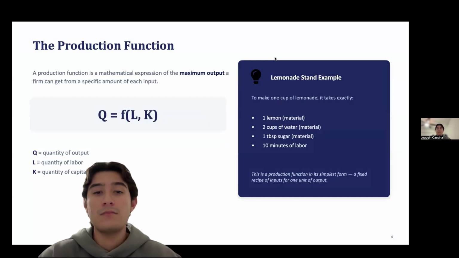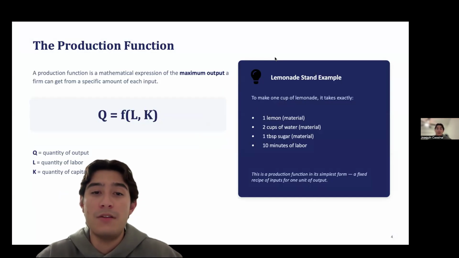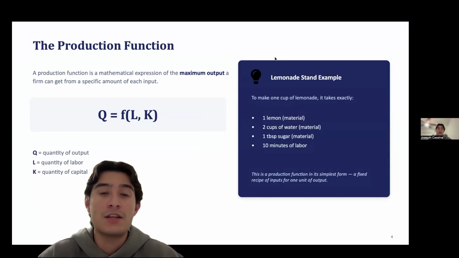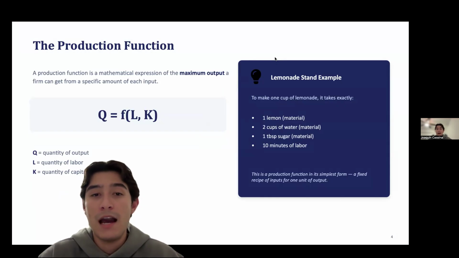Now, economists describe how firms combine those inputs with something called a production function. It is written as Q equals F of L and K. Output is a function of labor and capital. It tells you the maximum output you can get from a specific combination of inputs. Take the lemonade stand. 1 cup of lemonade takes 1 lemon, 2 cups of water, a teaspoon of sugar, and 10 minutes of labor. That whole recipe, that's a production function in its simplest form.